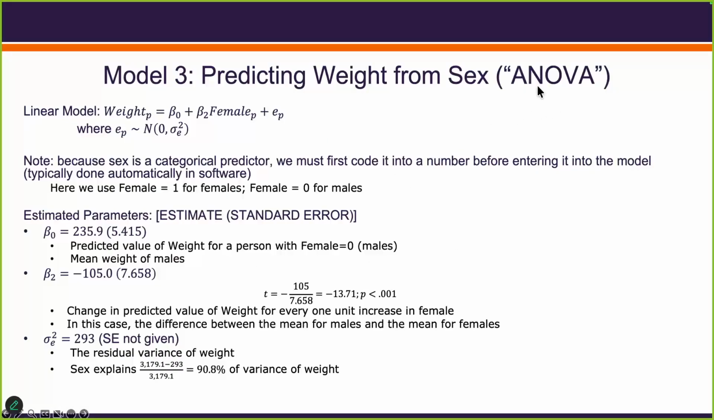Here, we would call this analysis of variance, because it's a categorical predictor. We have to code it into a number. So we use the number 1 to represent a female, and a 0 to represent a male or non-female in this case. And here, what we end up seeing is the intercept represents the predicted value of weight when female equals 0. So that means the predicted value of weight for males. So another way of putting that is that's the mean weight for males.